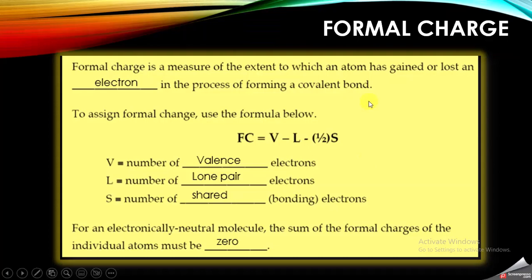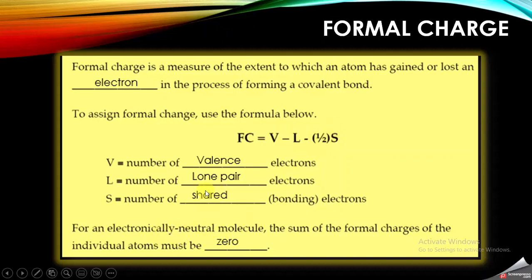Now formal charge is a concept which is associated with Lewis structures, and it is used to actually confirm the correctness of the Lewis diagram. So formal charge is actually calculated by this formula: valence electrons minus lone pair electrons minus 1/2 of the shared electrons.